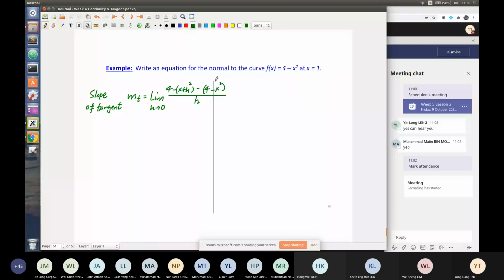I skipped the first step of writing f of x plus h minus f of x. But you probably can see that here. f of x plus h, just replace x by x plus h. So you can see x squared now becomes x plus h whole thing squared. By the way, this square should be outside here. Be very careful.